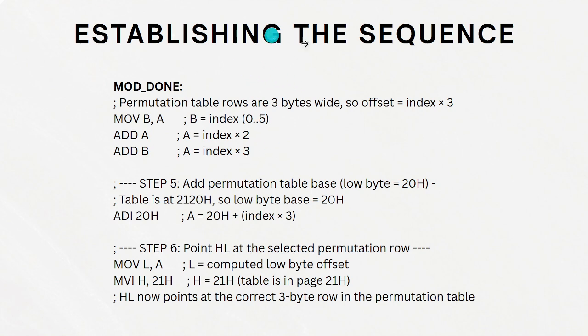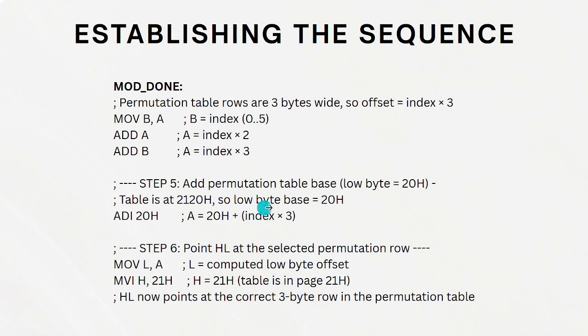Because it's 6 cross 3, we'll need an offset. So the offset can simply be obtained by multiplying index and 3. So that's one of the advantages we get by using the mod operation.